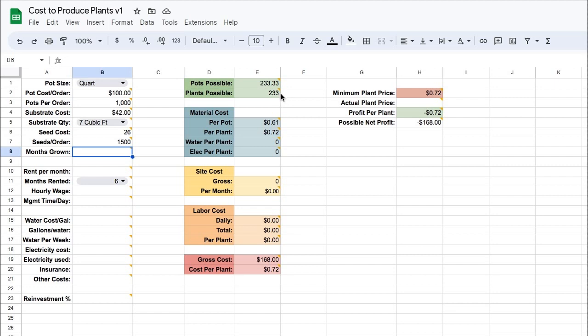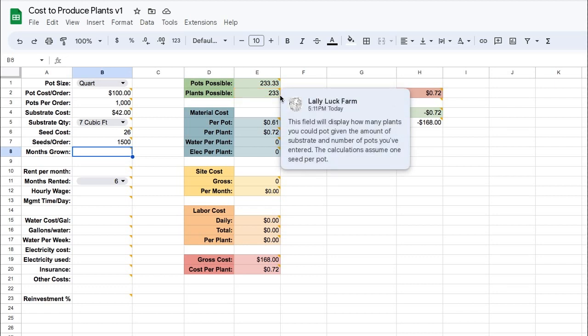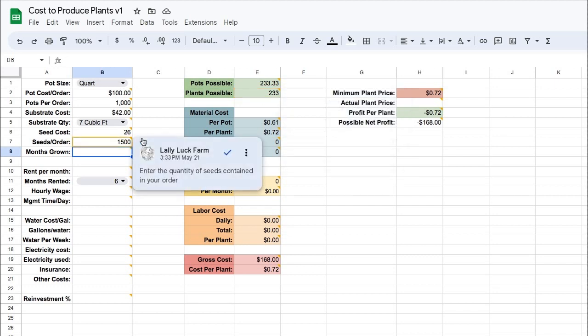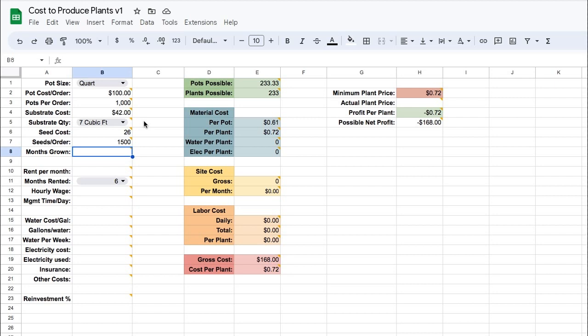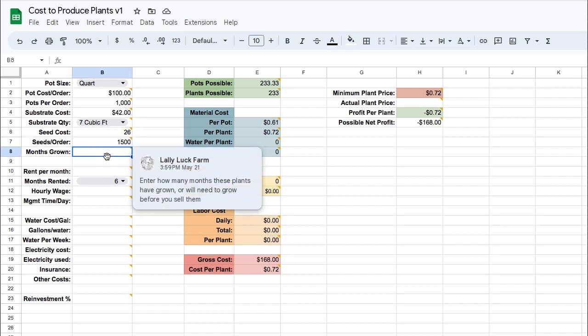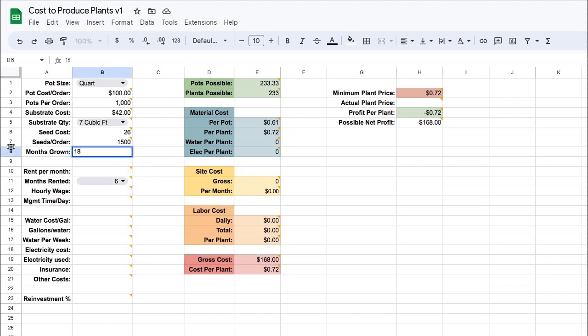You'll note that the number of possible plants is kind of pegged out. It's nowhere near my 1,500, but that is because the amount of substrate we have will only fill 233 and a third pots. Once we get into the months grown, this could be, say, in the case of our chokeberries, the Aronia melanocarpa, so far I've been growing them for 18 months.